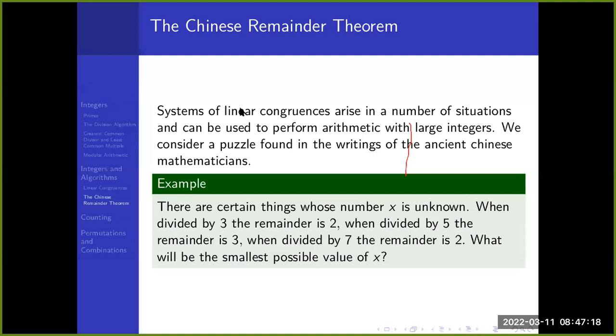So the problem that we want to solve is this one. There are certain things whose number is unknown. So we know X is not known, but we know the following things about it. When we divide X by 3, the remainder is 2. When we divide X by 5, the remainder is 3. And when we divide X by 7, the remainder is 2. So we need to find the number that satisfies all these 3 conditions, and we want the smallest possible value that does that.